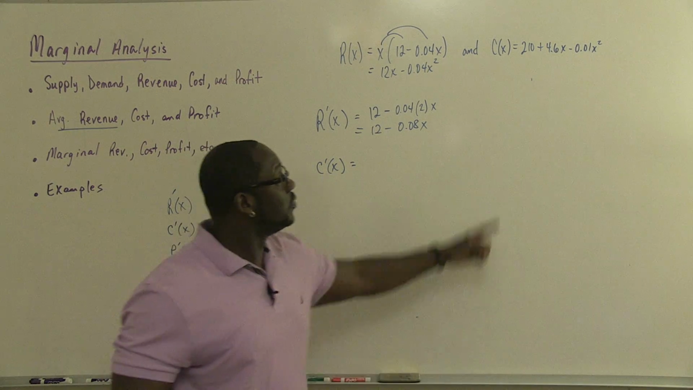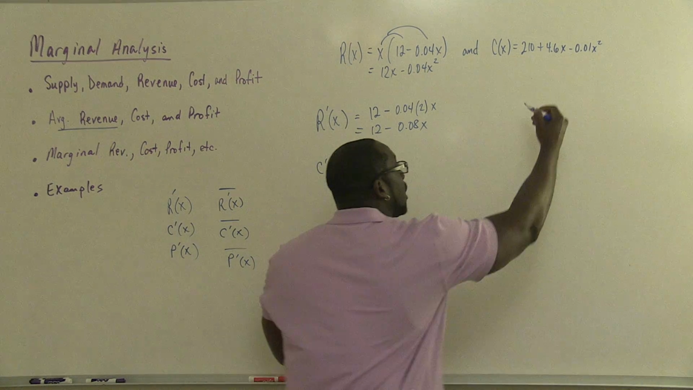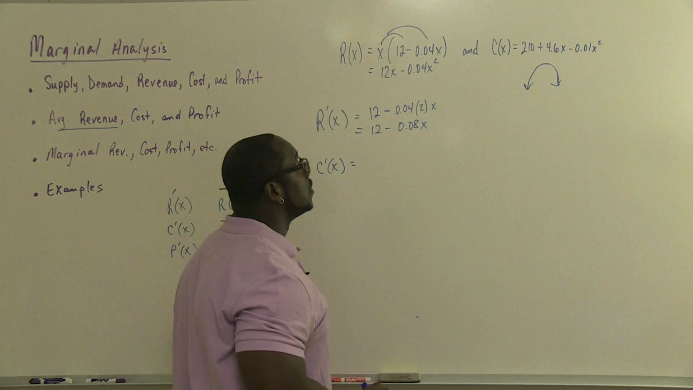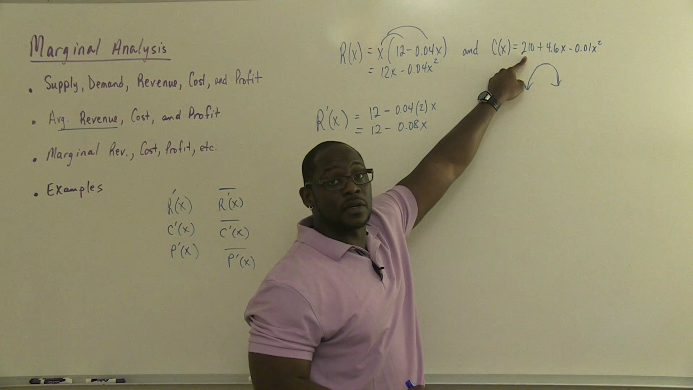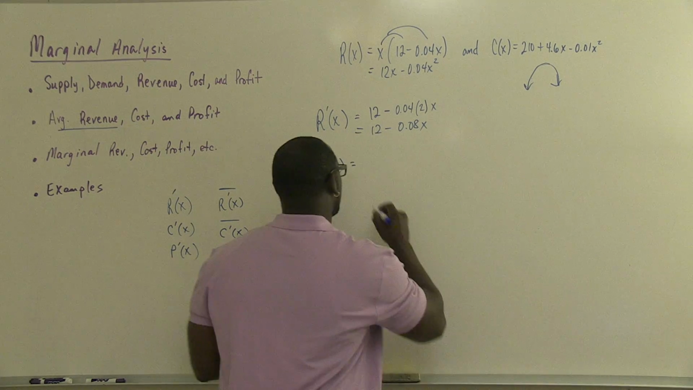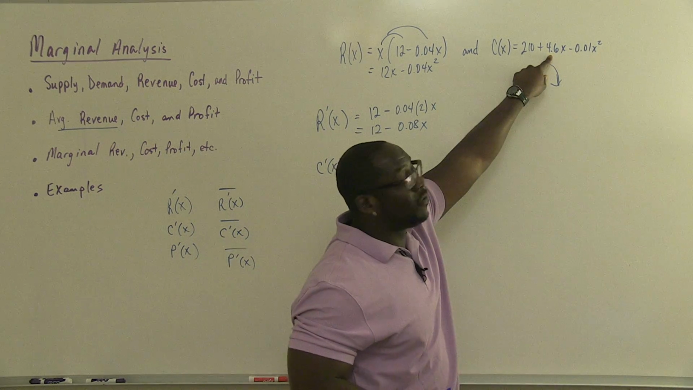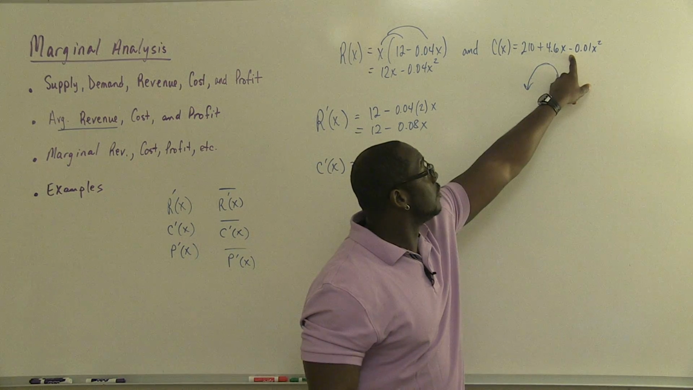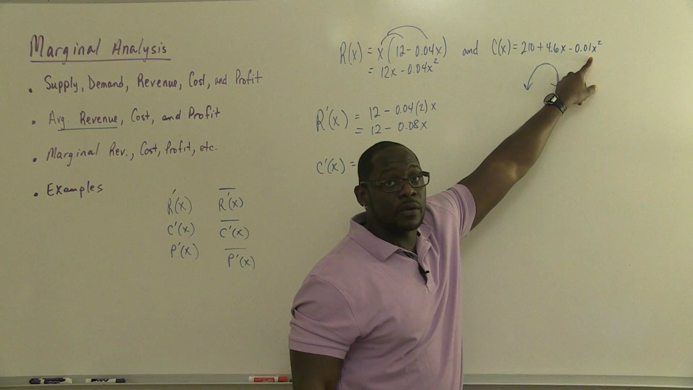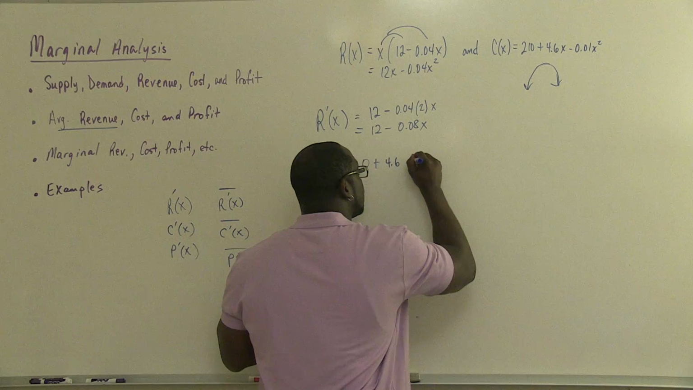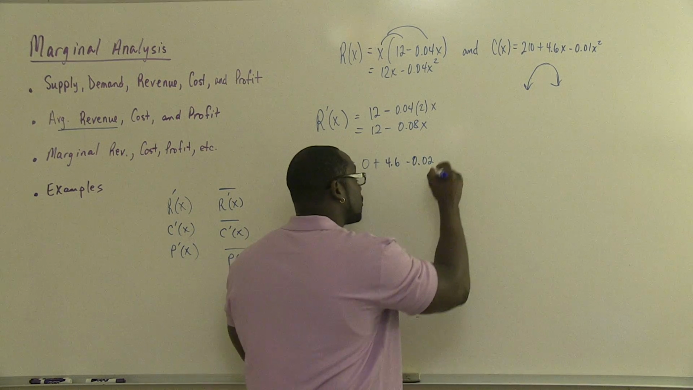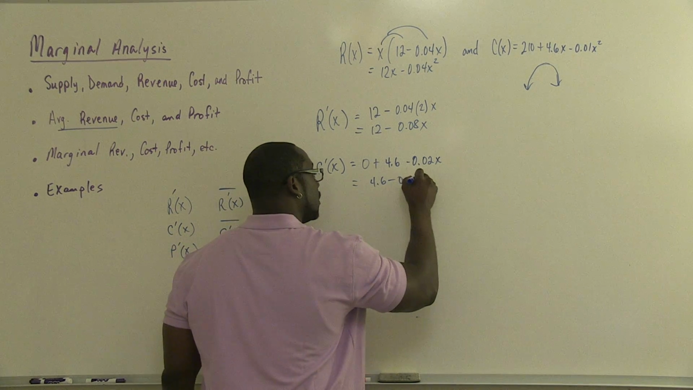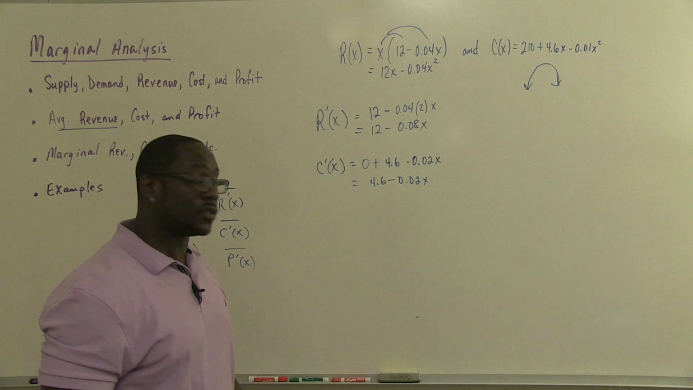For our cost function, we see that it is parabolic in nature, and it actually looks like this. So looking at this, we'll take the derivative. We know the derivative of 210, which is a constant, is 0. If we take the derivative of 4.6x, that will just be 4.6. And if we take the derivative of 0.01 x squared, that would be minus 0.02x. And so now we clean everything up, and we just have this function.